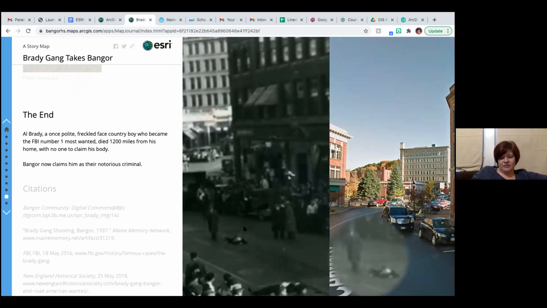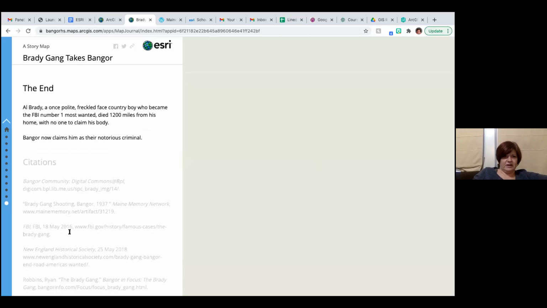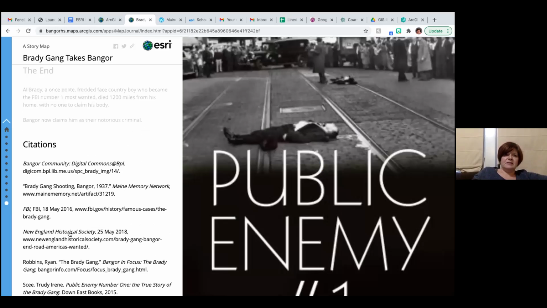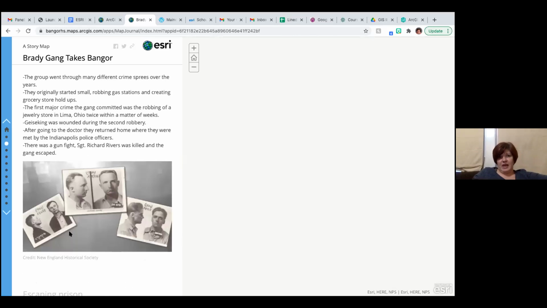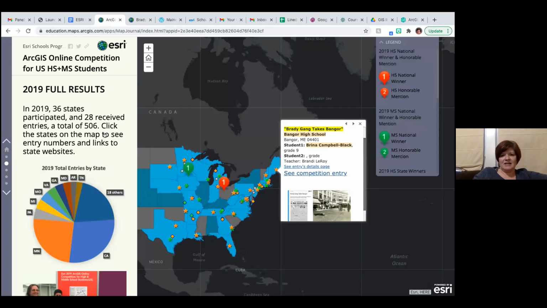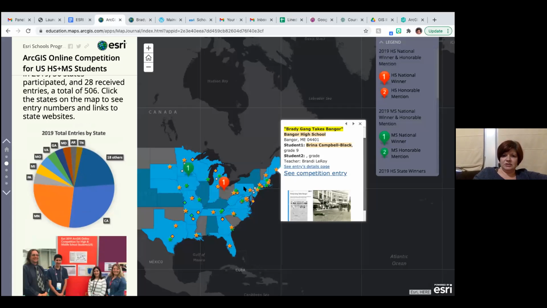So we have the actual event and then what it looks like today with the picture superimposed in there, and then citations. So that's one that won for the state of Maine a couple years ago. Probably not the best. There's so much more analysis that could have gone into this, but this is just an idea of what students can do.